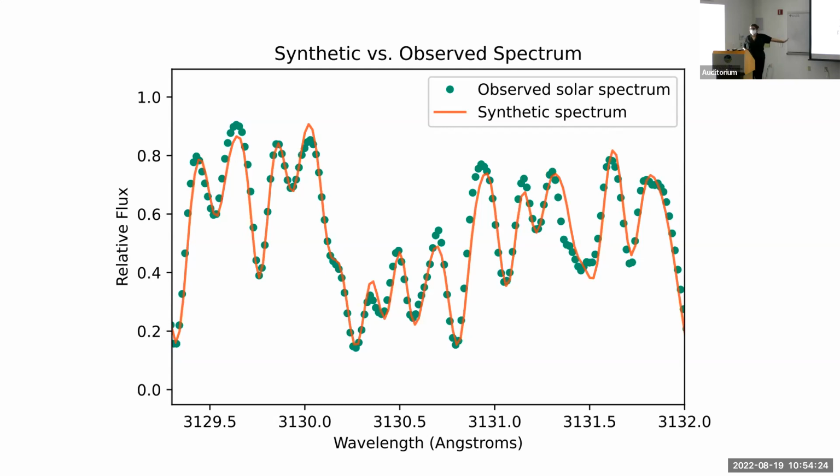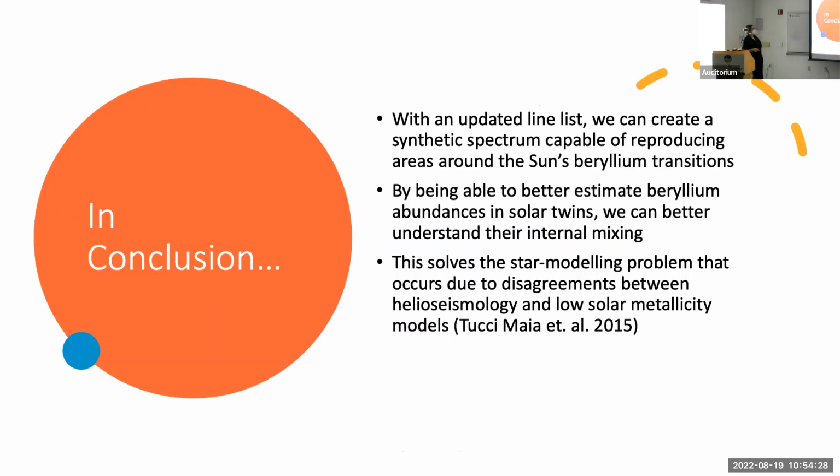But as nice as this looks, what does it mean? With an updated line list, we can create a synthetic spectrum capable of reproducing the areas around the sun's beryllium transitions. And this is important because if we can actually estimate beryllium abundances in solar twins, we can better understand their internal mixing. That's all I have.